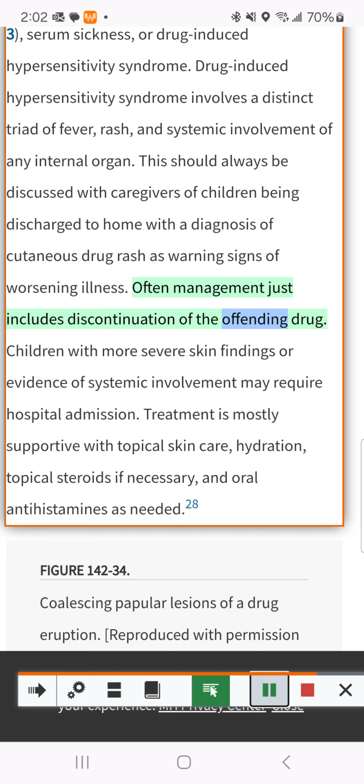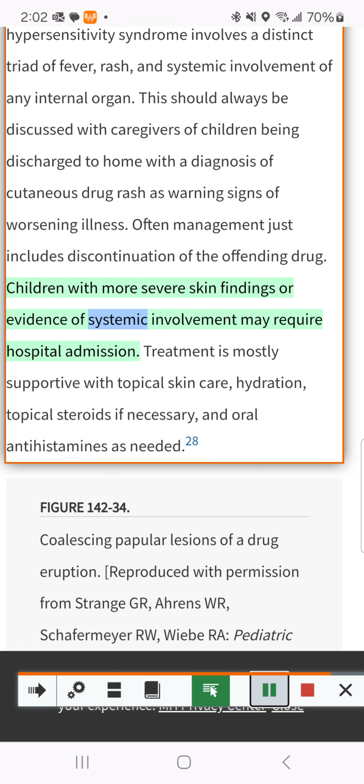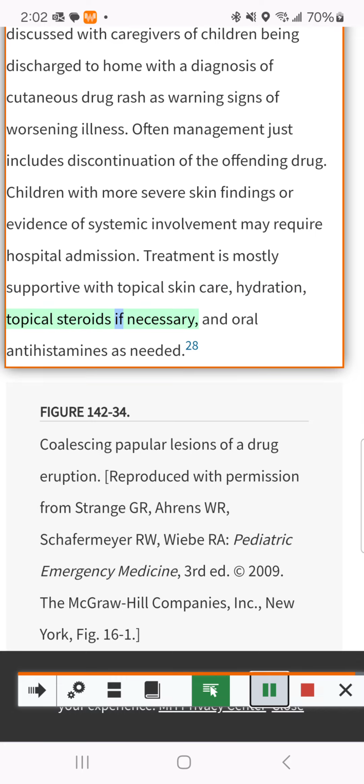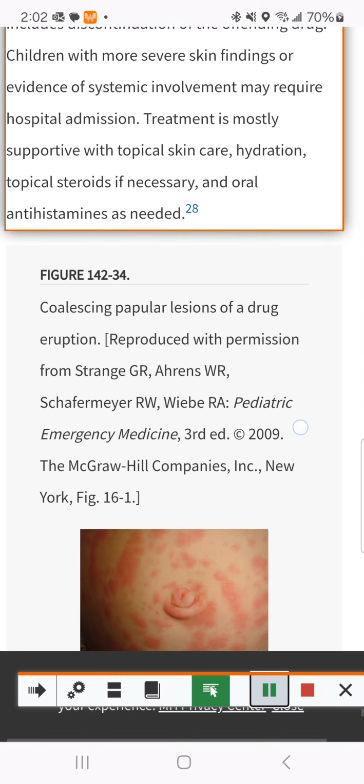Often management just includes discontinuation of the offending drug. Children with more severe skin findings or evidence of systemic involvement may require hospital admission. Treatment is mostly supportive with topical skin care, hydration, topical steroids if necessary, and oral antihistamines as needed.